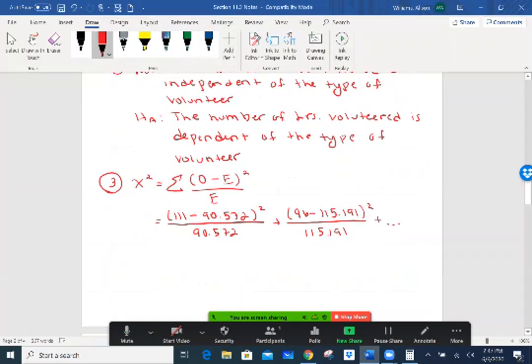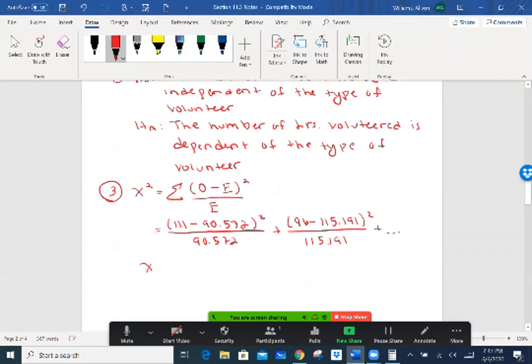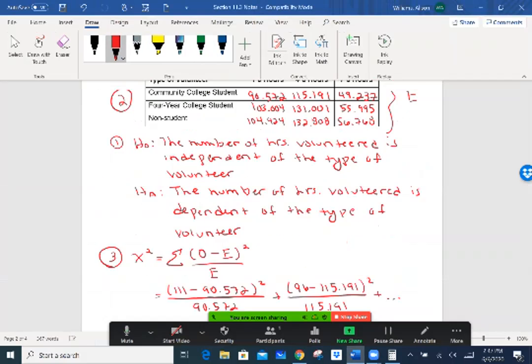Oops. Tilt the screen back so it's easier for me. All right, so this is chi-squared equals 12.99. All right, and just making a note, I got that from Google Sheets. Okay, so I've done step 3.